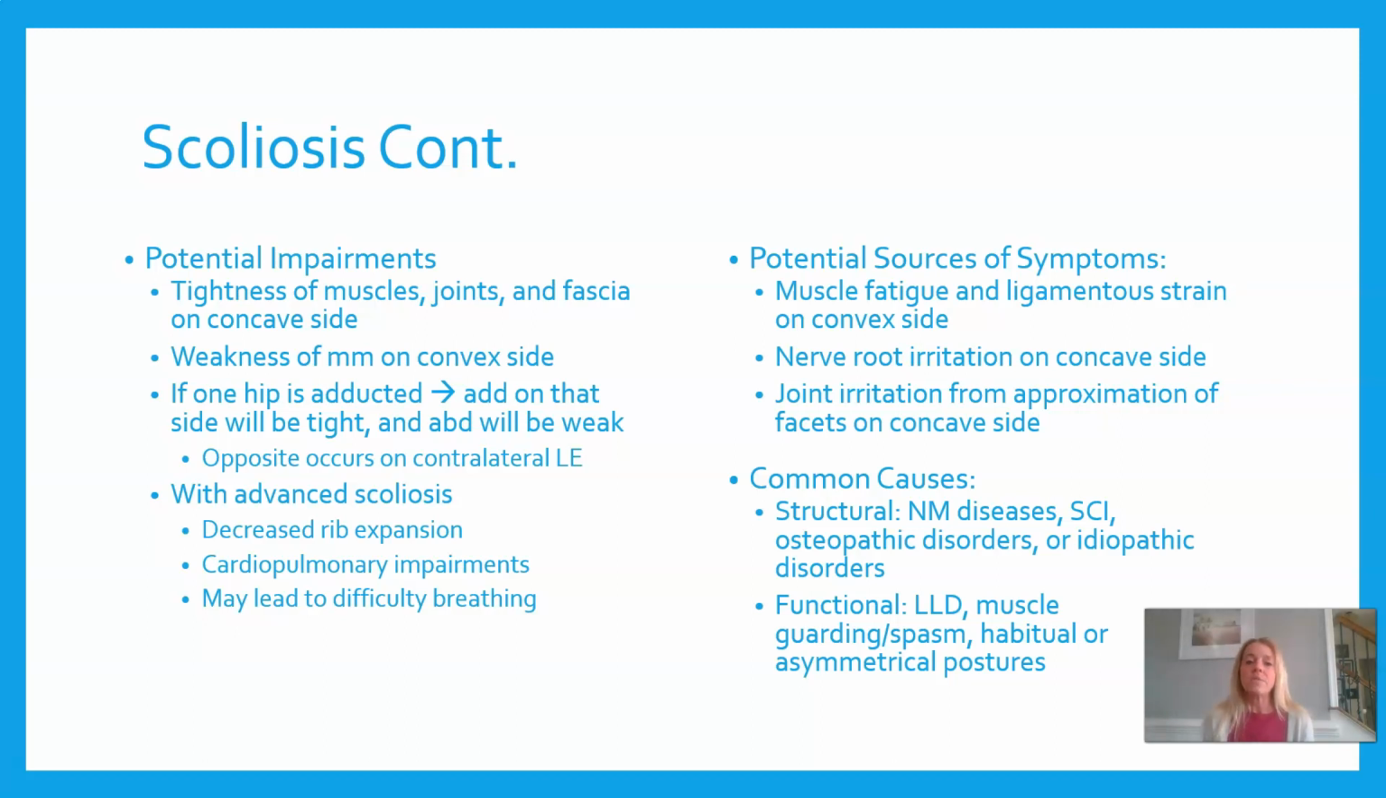So common causes of scoliosis: structural scoliosis can come from things like neuromuscular diseases, spinal cord injuries, osteopathic disorders, or idiopathic causes where we just don't know why it develops in some people. Functional scoliosis can be caused from leg length discrepancies, which can have a bunch of causes in and of itself, muscle guarding or spasms on one side of the spine, or habitual or asymmetrical postures.